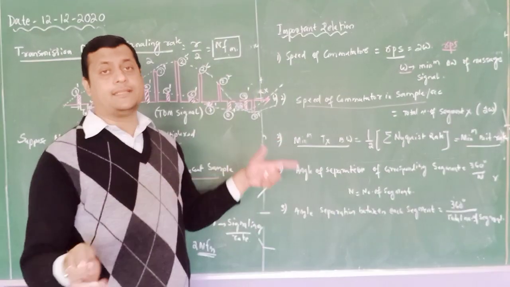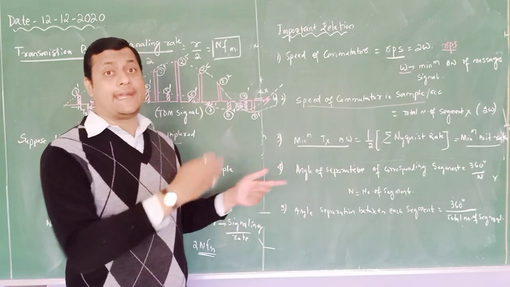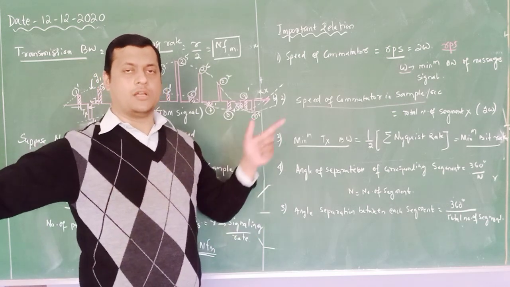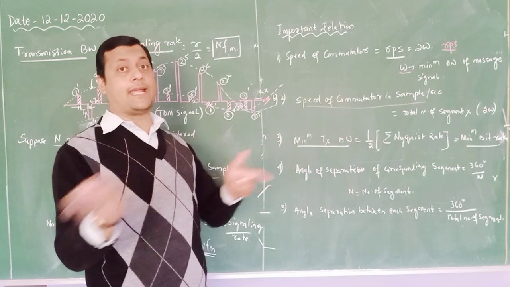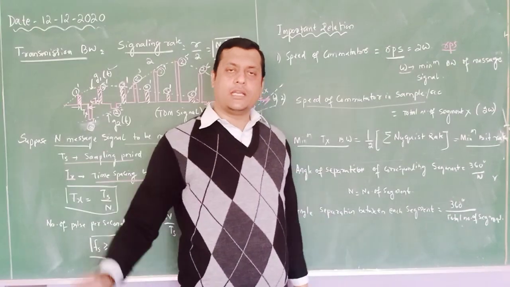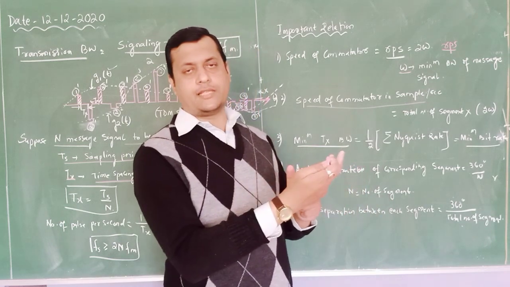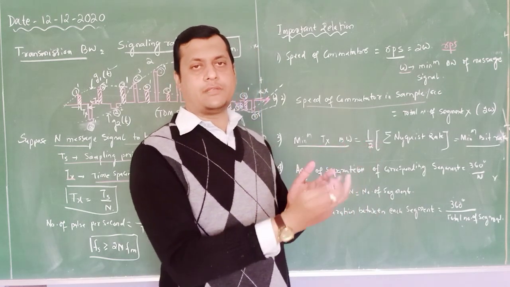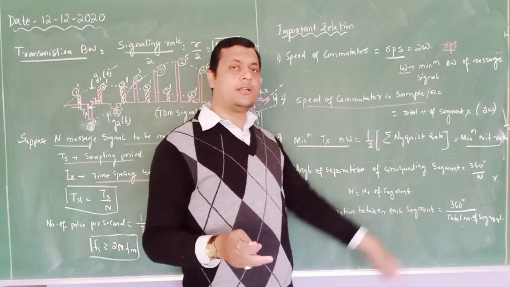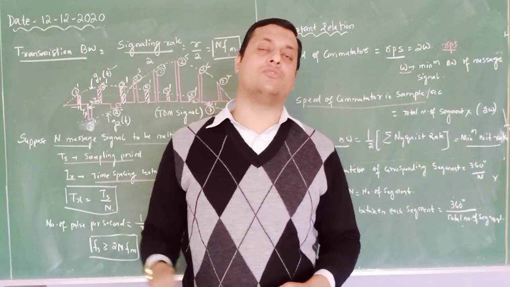Now, if there are different message signals, and those message signals have different segments, what is the adjacent angle between those segments? Message 1, message 2, message 3, message 4. If I consider the first lot, what is the angle difference between those segments? That is 360 degrees divided by the total number of segments. M1 will have certain segments, M2 will have certain segments, M3 will have certain segments. Add the total segments, and 360 divided by the total gives you the adjacent angle. This will help us to design the commutator process.